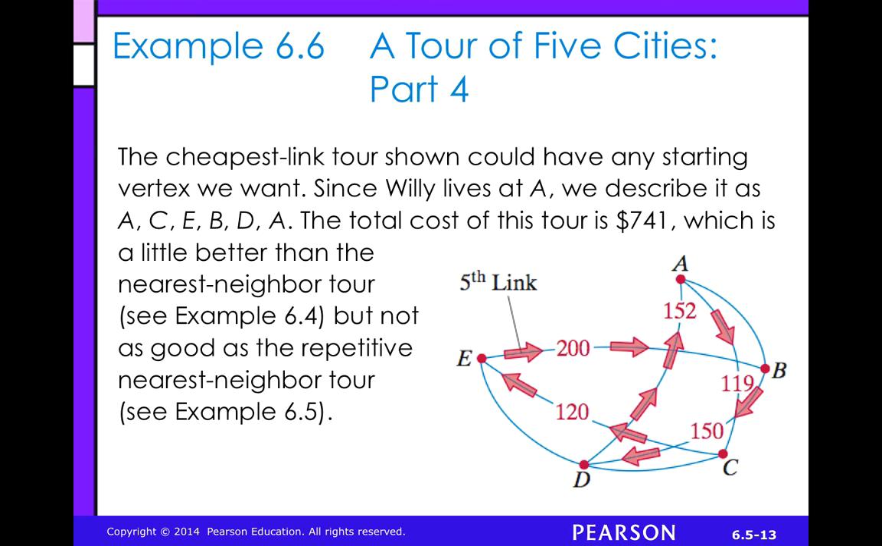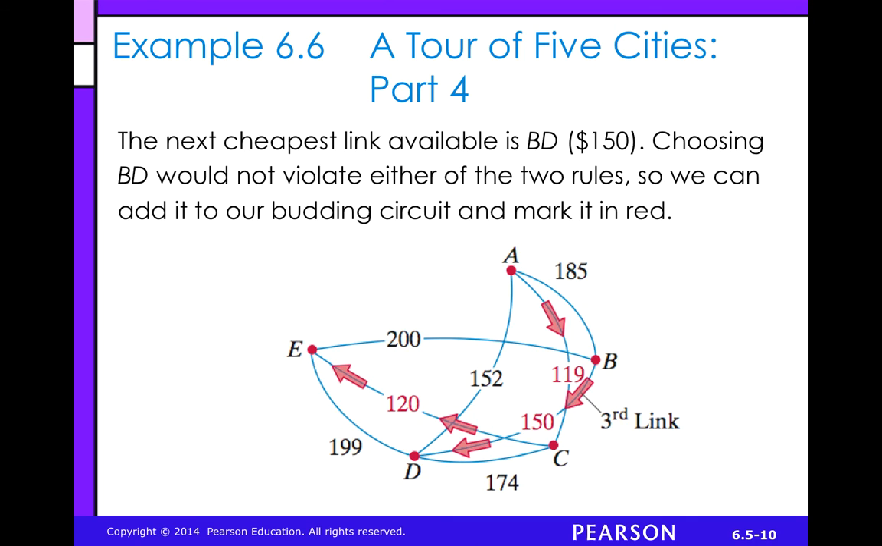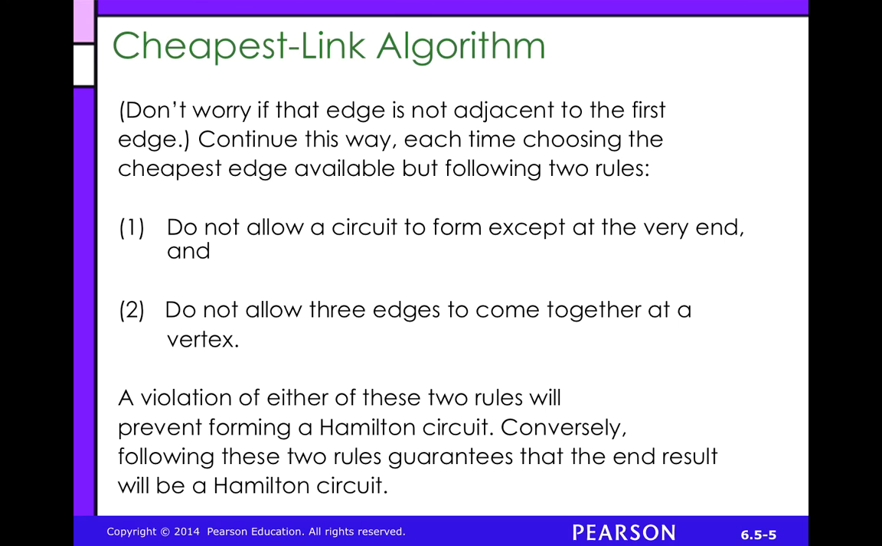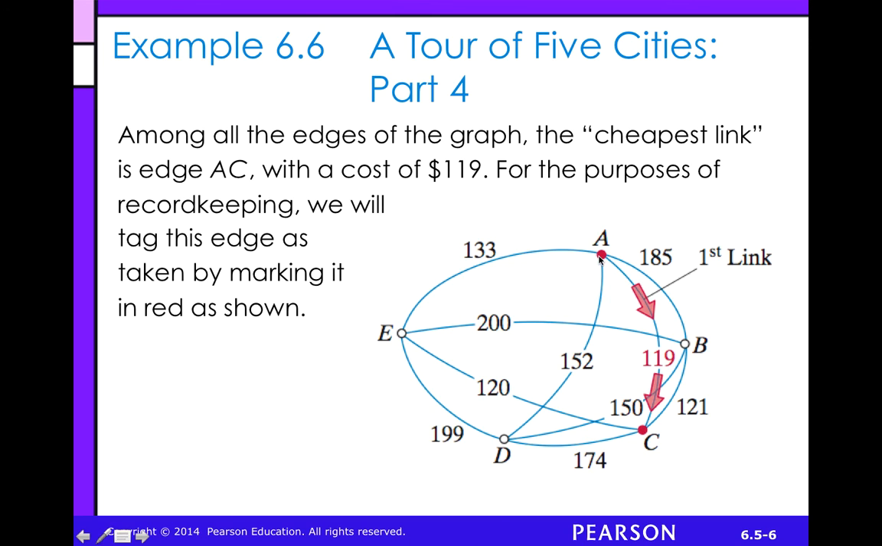So cheapest link is more confusing than nearest neighbor. But the global idea, I think, is pretty intuitive. The global idea is, look, here's my original graph, right? I have to somehow walk through this, starting at A, visiting each other city, and returning to A. Well, I'd love to walk this 119 edge, right? I'd love to walk this 120 edge too, right? I'd also love to walk this 133 edge, but given that I'm walking AC and CE, I can't walk this edge either. It will make me return to A too early.